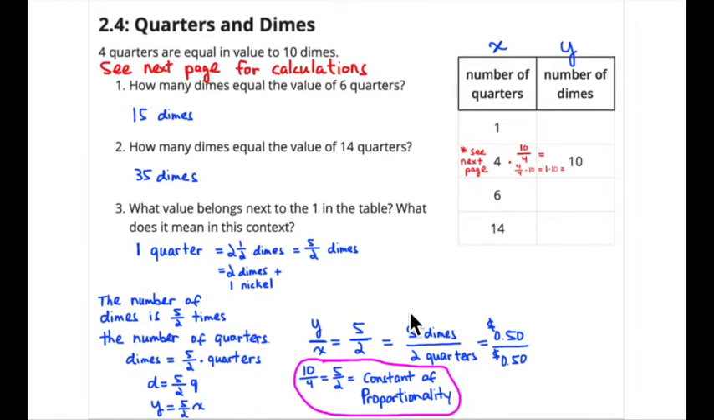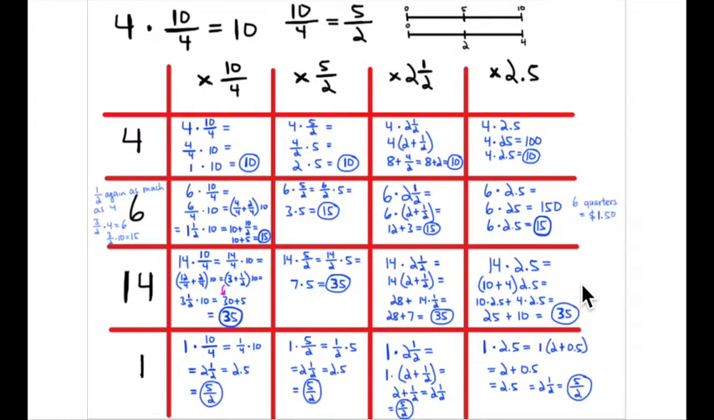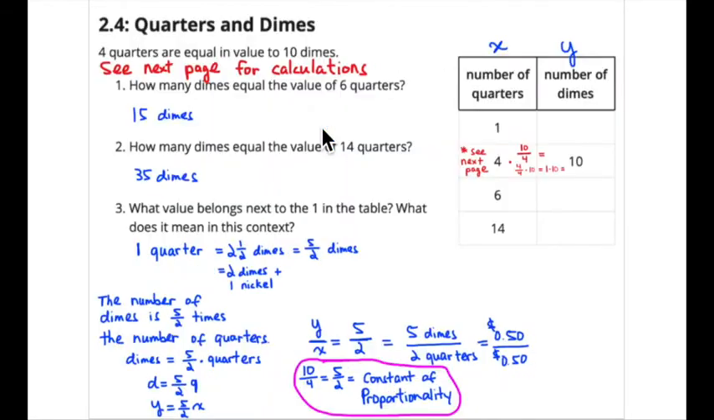This is activity 4, called quarters and dimes. And I go through the calculations for this activity on the next page. Actually, I do it 4 different ways: times 10/4, times 5/2, times 2 1/2, and times 2 1/2. These are basically the same number, just doing it 4 different ways. But let's look at the constant of proportionality first.